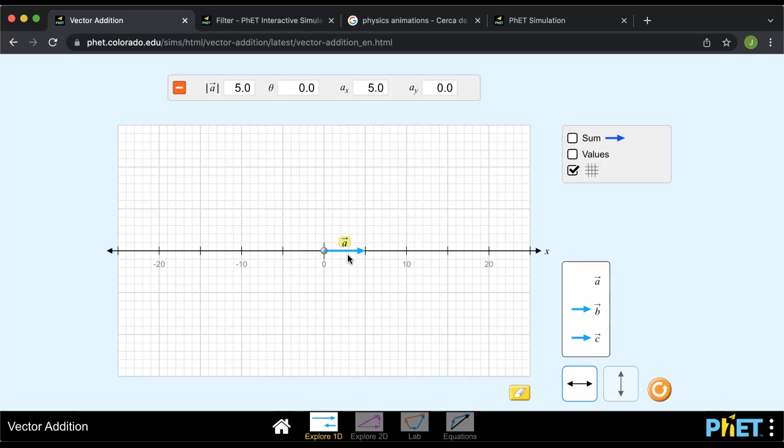If you look, the length of the arrow represents the magnitude. Okay, so this arrow can be 5, for example, on the screen, but if I want, it can be 10. The length will be the magnitude. It can be 15 or 20, for example.